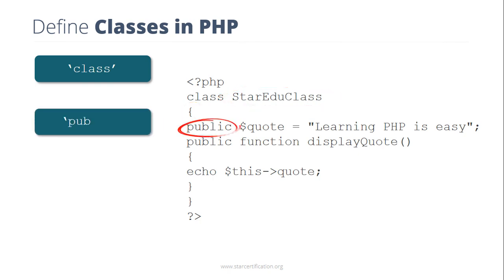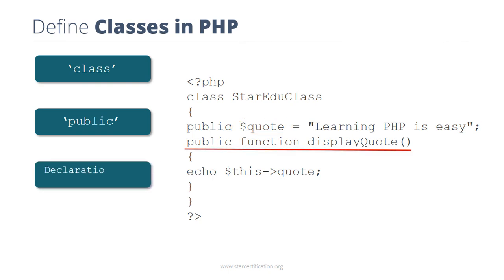The keyword public is an access modifier, which sets the visibility of member variables and functions. In this case, a member variable, $quote, is defined in public visibility. The members that are declared as public can be accessed everywhere. This variable holds a string value. The next line shows the declaration of a member function, which again has public access.